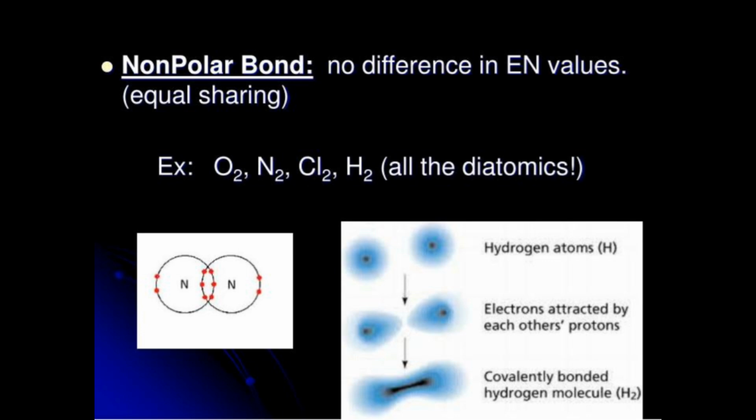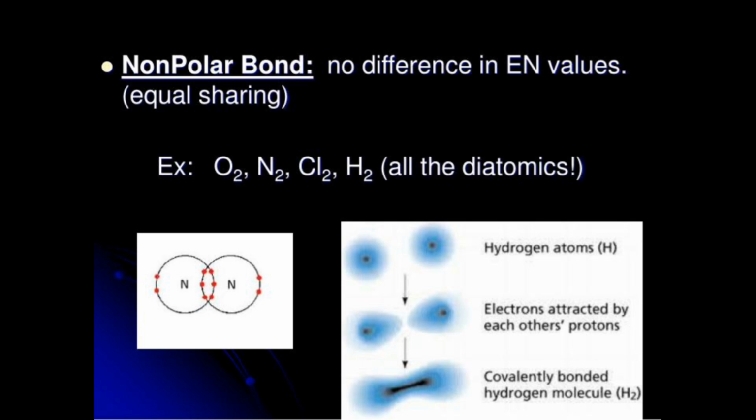There is no difference in electronegative value. For instance, in O2, the O atoms will have the same electronegative value. That means all of them are diatomic. So all diatomic molecules or diatomic elements will have a non-polar covalent bond.